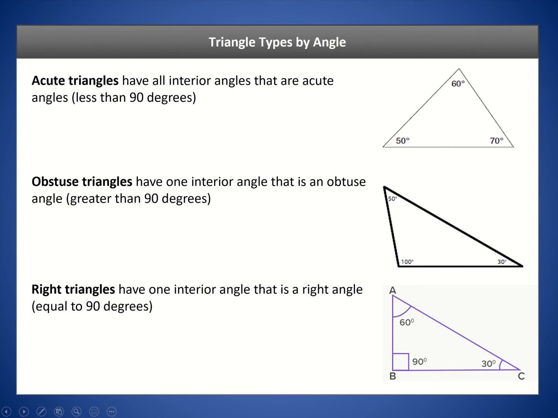Remember that all the angles in a triangle have to add up to 180. For acute triangles, all of them are acute. For obtuse triangles, one of them is obtuse. For right triangles, one of them is a right angle, and the other angles are going to be acute. The triangle we're going to focus on today is the right triangle.